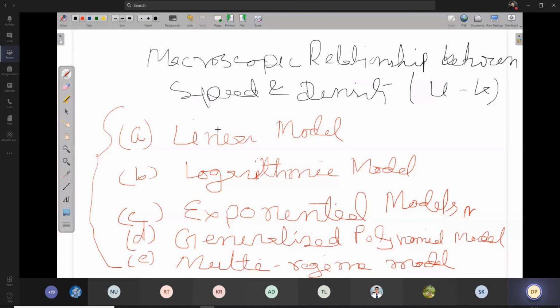There are many more models which I am not mentioning here. These are a few examples I have shown. The first one, the linear model, we have already discussed. We are not going to discuss everything. Next we will see the logarithmic model. So how to derive the logarithmic model, that is the second one.